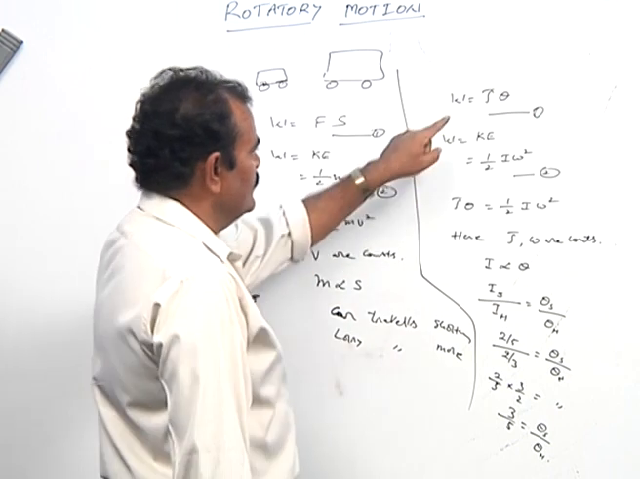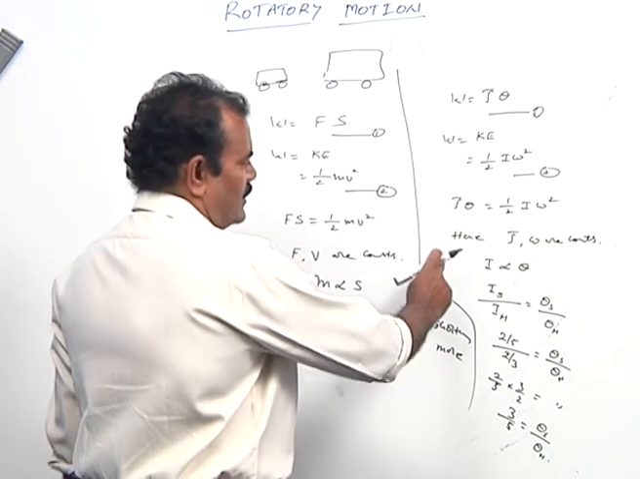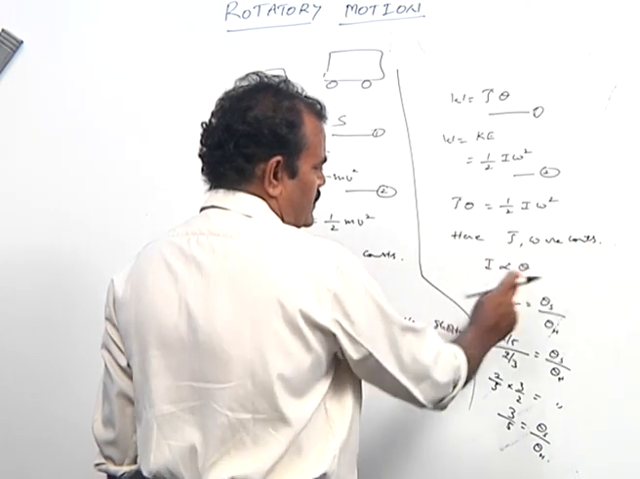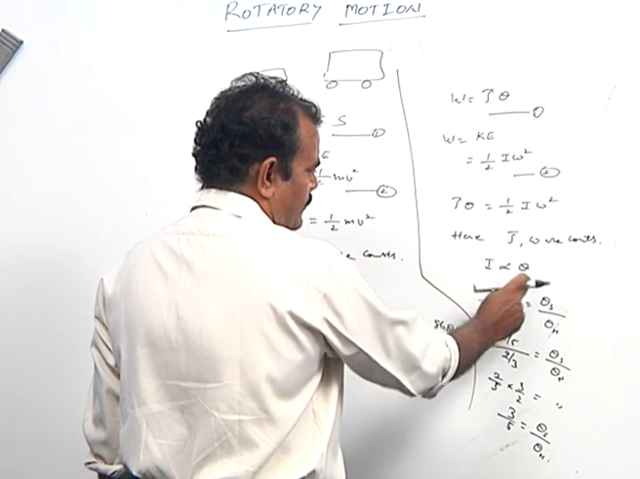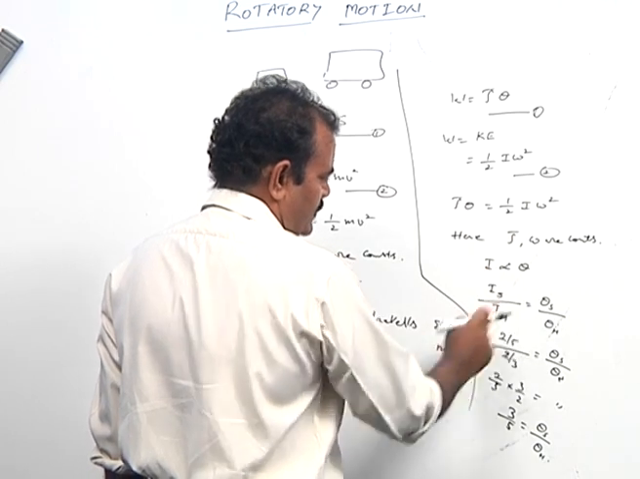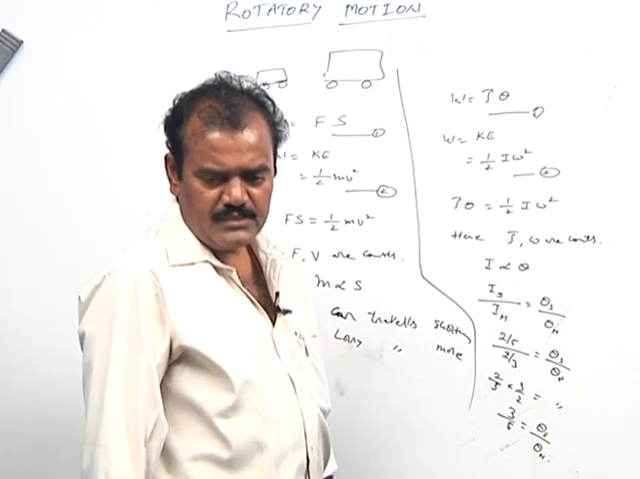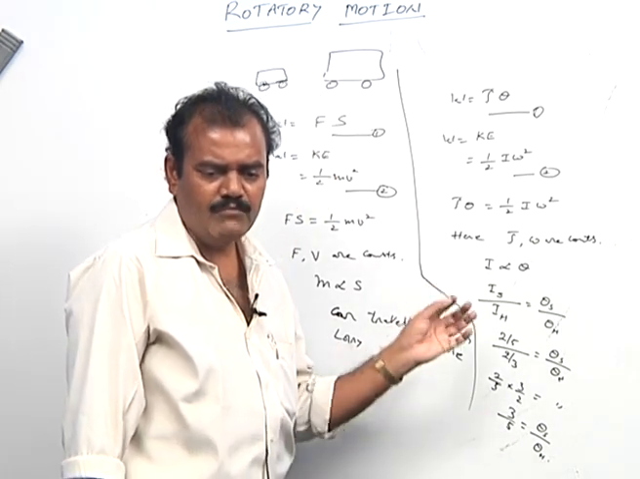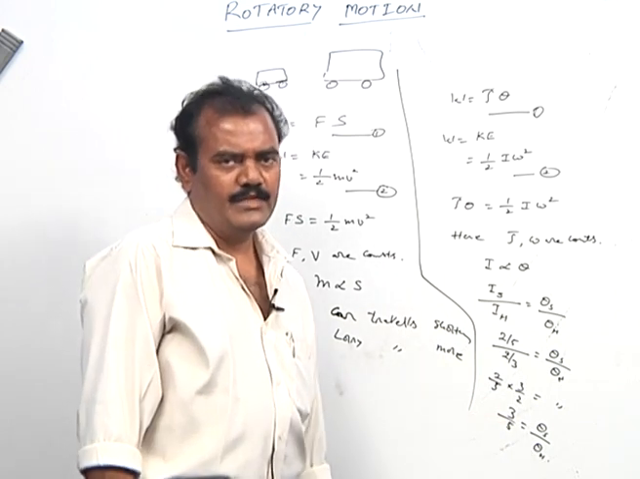And here it is W is equal to tau theta, W is equal to 1 by 2 I omega square. Now here tau and omega are constants, I proportional to theta, IS by IH is equal to theta S by theta H, and here it will be 3 by 5. Its meaning is that the one which will make more revolutions before coming to rest is the hollow sphere.